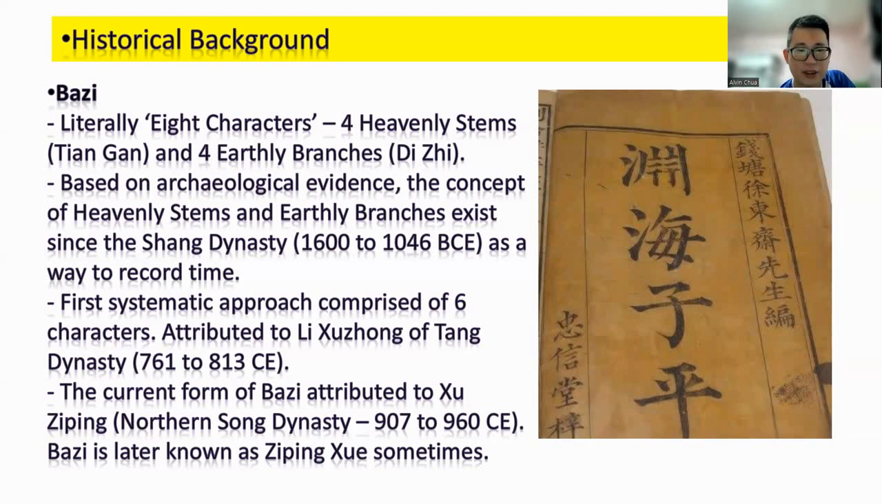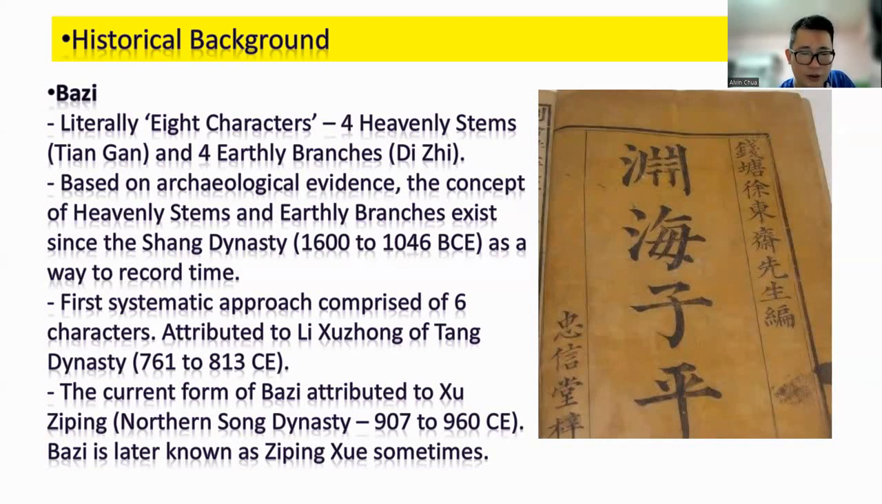Based on historical evidence, the concept of Tiangang Dizi has already existed since the Shang dynasty for many, many thousands of years. But it was not until the Tang dynasty, attributed to this guy called Lin Xuzhong, who actually used the Tiangang Dizi to form 6 characters. That means he used the Tiangang Dizi to represent the year, the month, and the day. There are 6 characters. So this is the first systematic approach to foretelling the future. So he used this system. There are only 6 characters during his time.